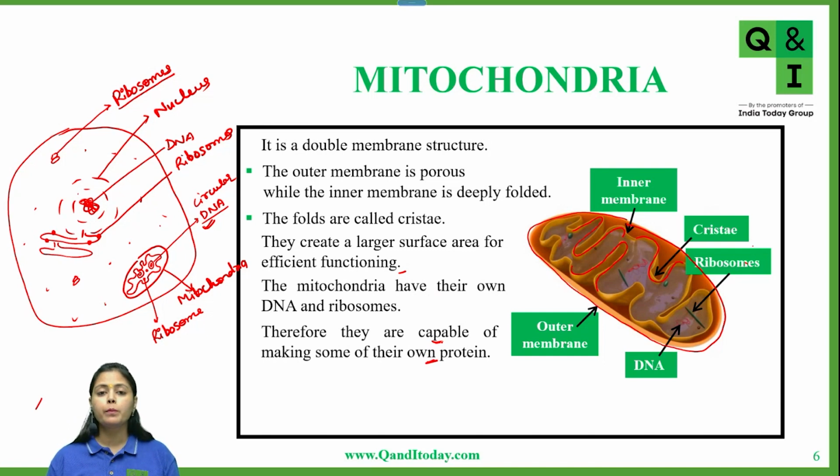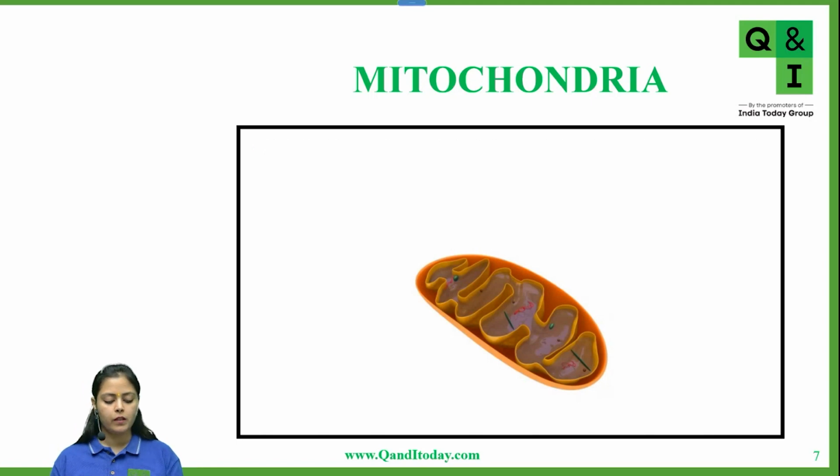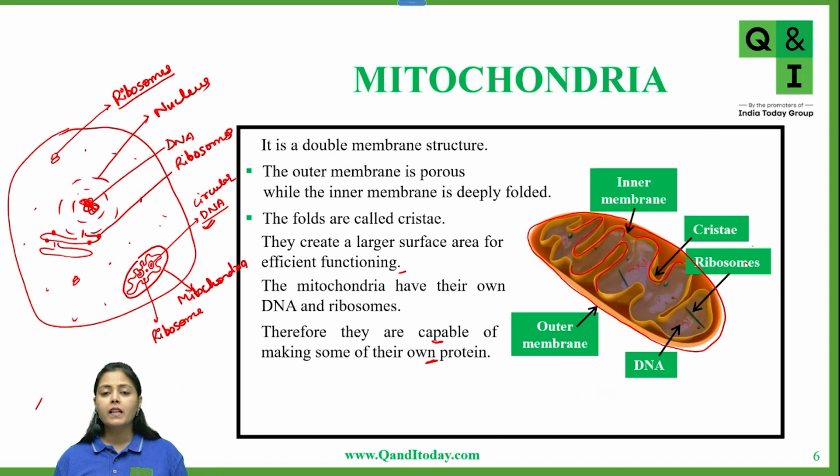Whatever proteins are required in the functioning of the mitochondria, some of them will be synthesized by the mitochondria itself. Now, what's the main function of mitochondria? So see, mitochondria is basically one such cell organelle which helps in producing the energy for the cell. Now see from here, this is the diagram which I told you. Now there are certain reactions which occur in the cell.